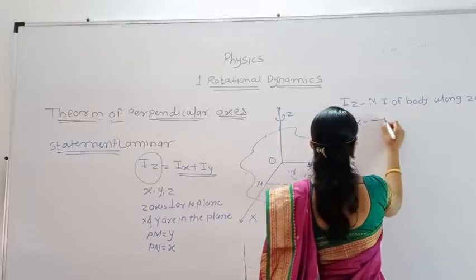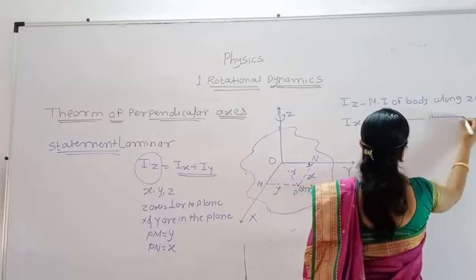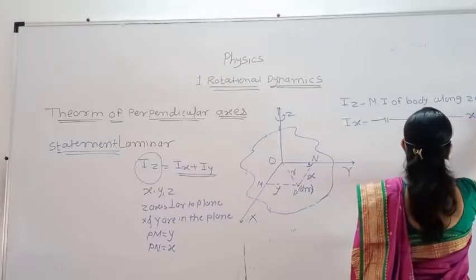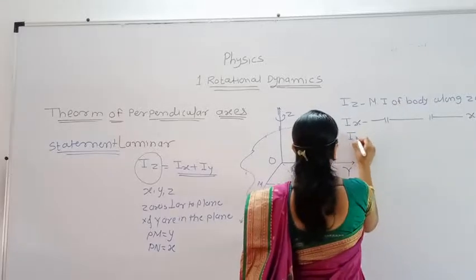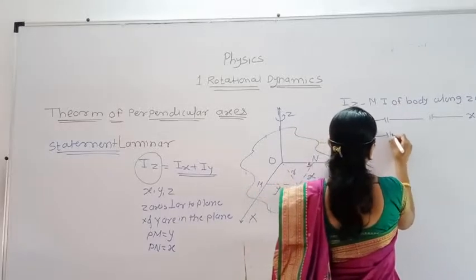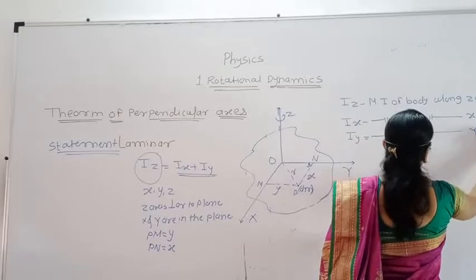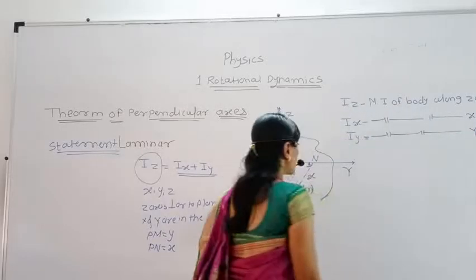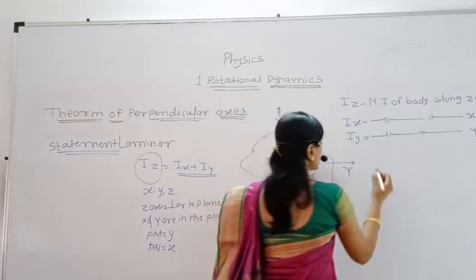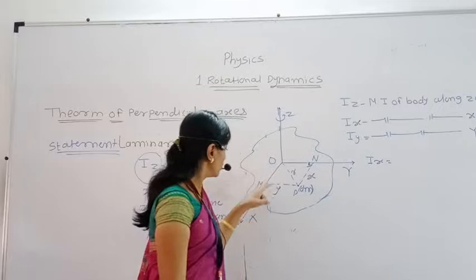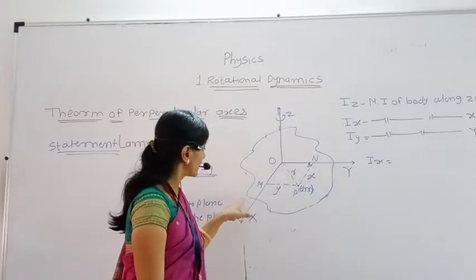Ix is the moment of inertia of a body along the x axis. And the last one, Iy, is the moment of inertia of a body along the y axis. So by using all this information we can find the values of Ix. What we will get here is the moment of inertia along the x axis.